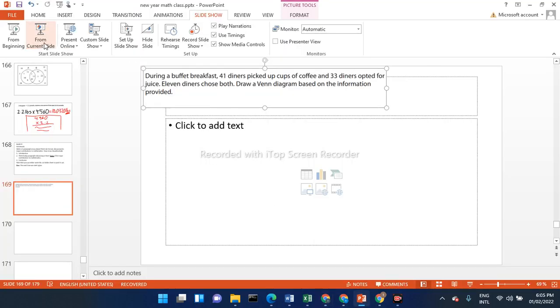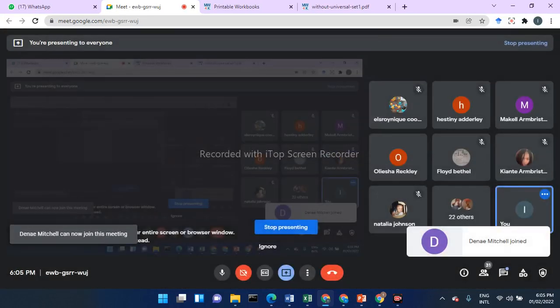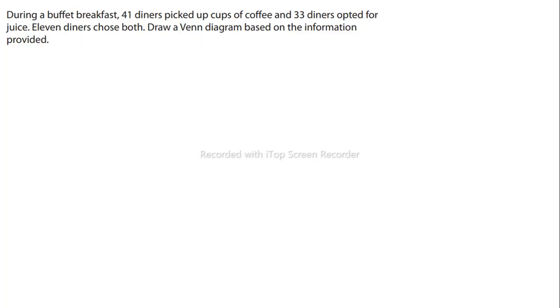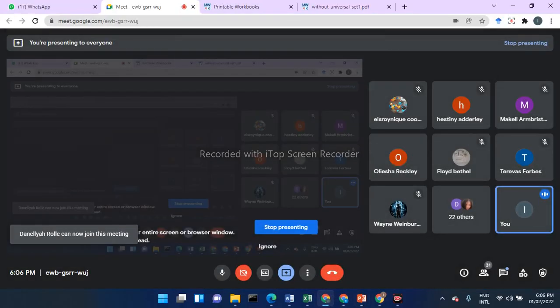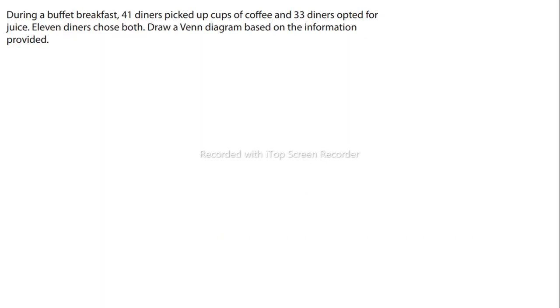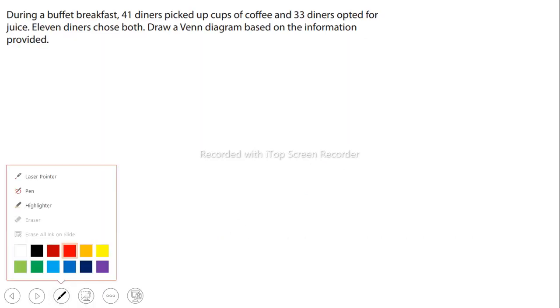And so let's begin. Write this question down for me. It says, during a buffet breakfast, 41 diners picked up cups of coffee. 33 diners opted for juice. 11 diners choose both. Draw a Venn diagram based on the information provided. Based on what we did yesterday, I'm sure we know how to do something like this.